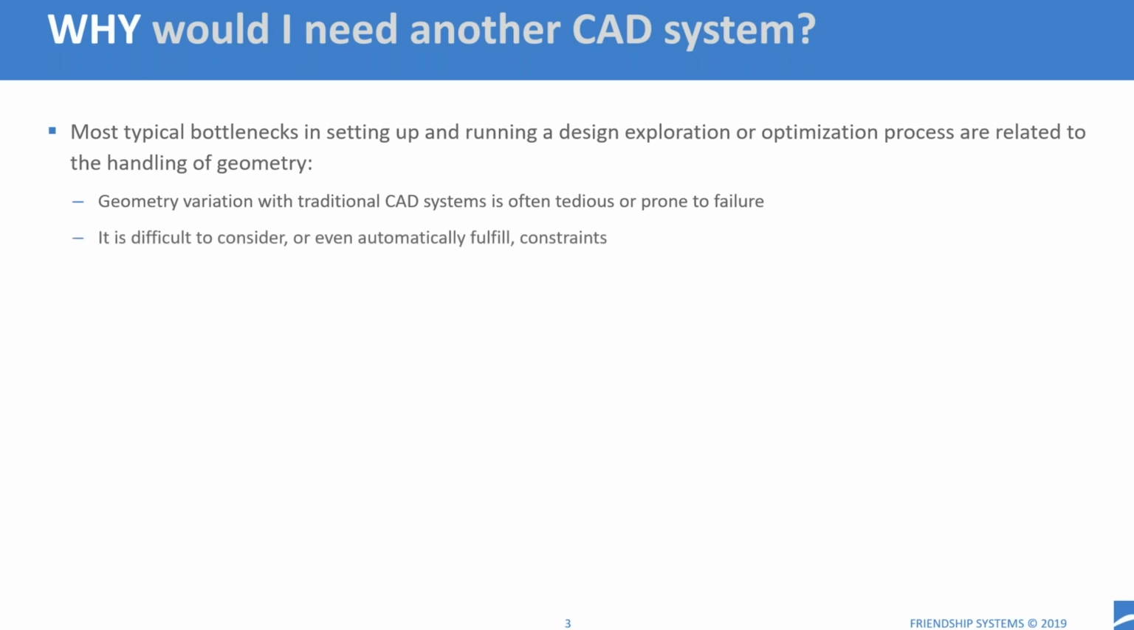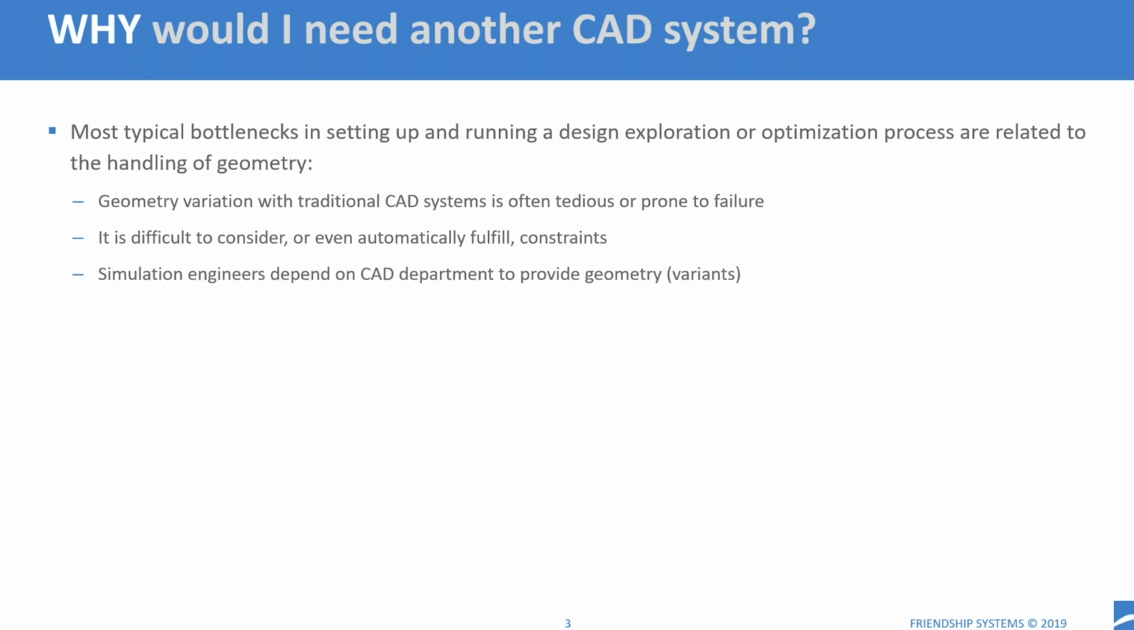Another important point are constraints. Typically when we're trying to optimize the geometry, we have certain constraints to take into account due to manufacturing or packaging, for example. And that's also a point that's often not so easy to consider with traditional CAD systems throughout the optimization, to make sure that the optimized geometry that we get in the end fulfills these constraints.